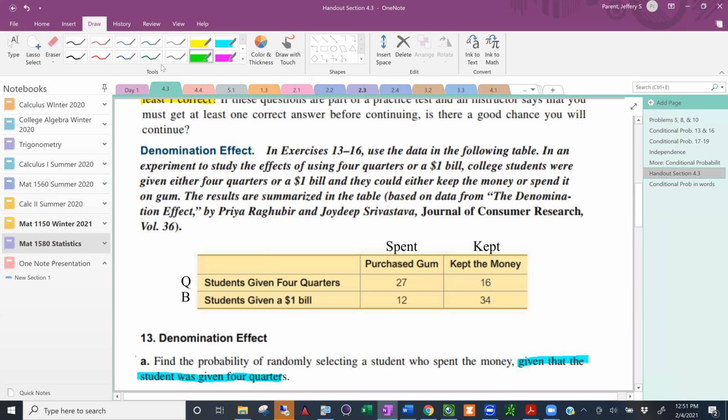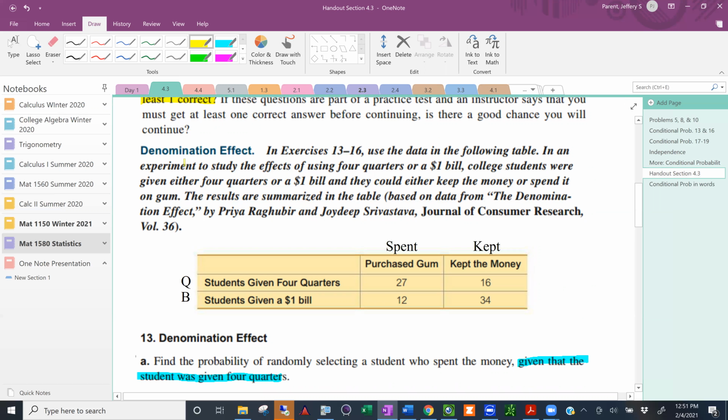We're going to work on this one called Denomination Effect. Some interesting research, and maybe after we understand it a little bit, you can identify with it. Students were given either 4 quarters or a dollar bill, randomly selected, and offered the chance to keep the money or spend it on some gum. Here are the results. Students given the 4 quarters purchased gum 27 times and kept the money 16 times.